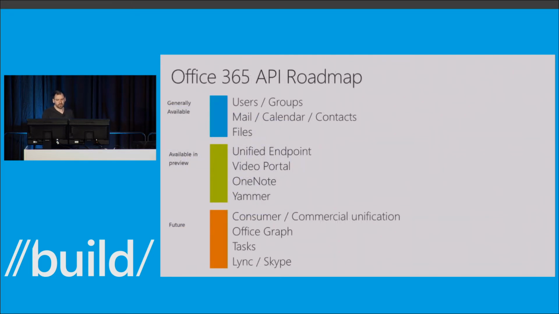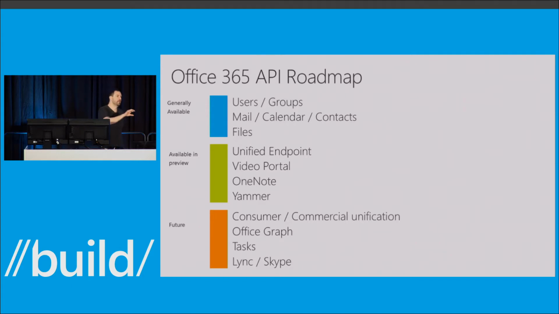I've talked about this one quite a bit, but this is just in there so you can see, hey, we have a bunch of things that have already been generally available. We're launching a bunch of preview things right now on the unified endpoint, the video portal APIs, OneNote APIs, Yammer APIs. And we're continuing to iterate on a bunch of things that will land soon.